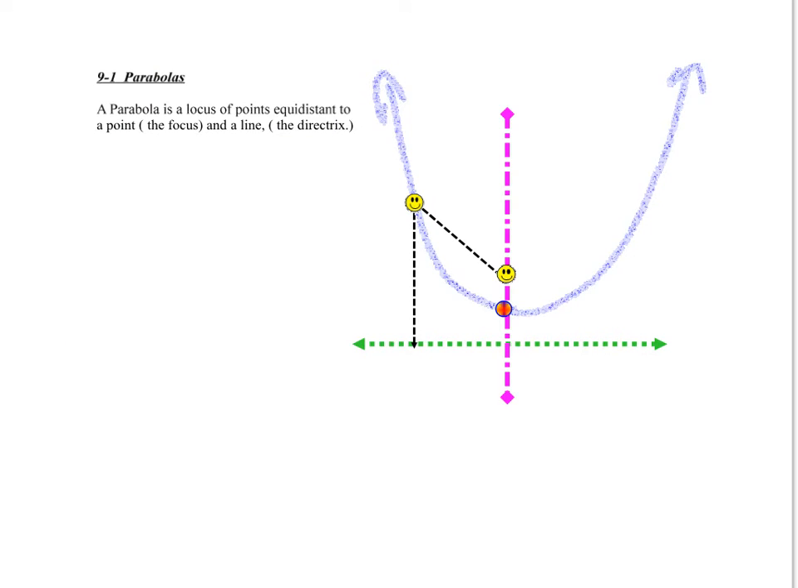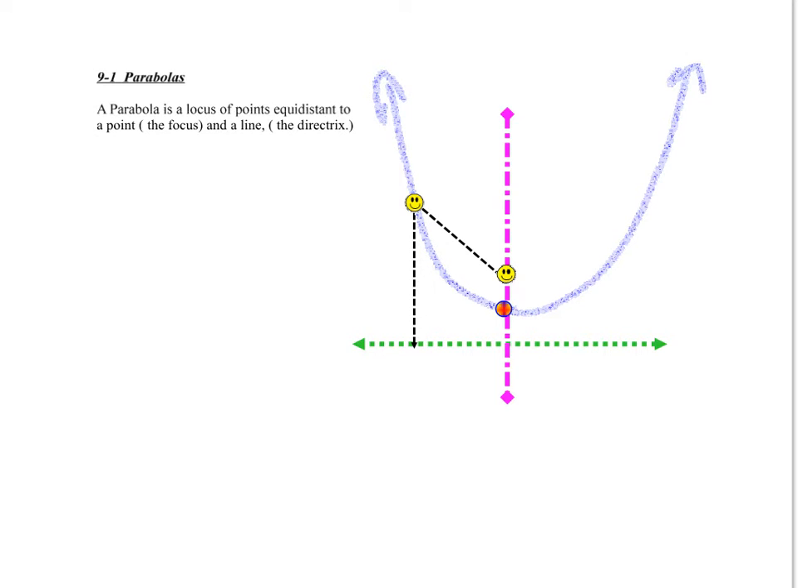Okay, we're going to talk about our second type of conic section now, the parabola. A parabola is a locus of all points, so it's a set of points that's equidistant from both a point, which we call the focus, so that's going to be this point right here, the focus, and a line, this green line right here, which we call the directrix. So the parabola is the set of all points that's equidistant from both a line and a point. The line being the directrix, and the point being the focus.